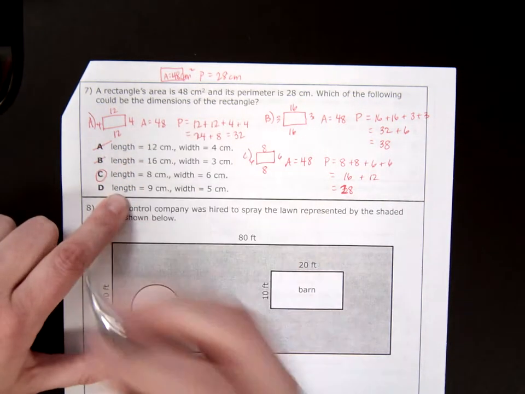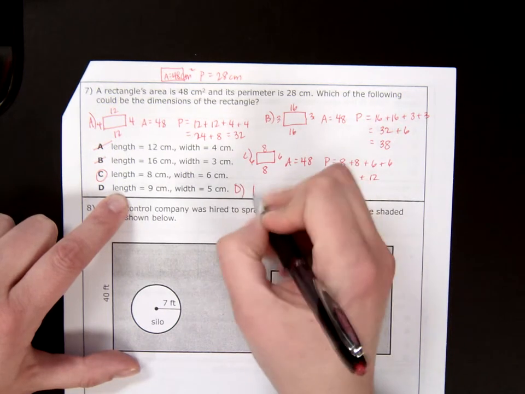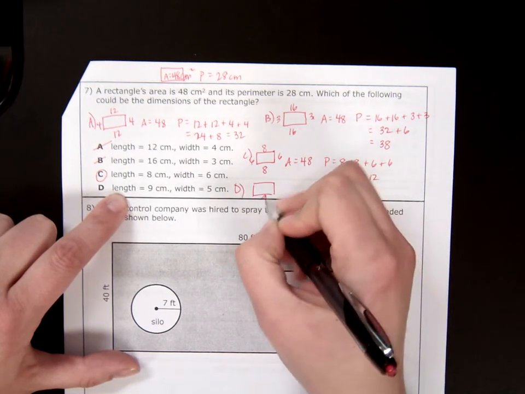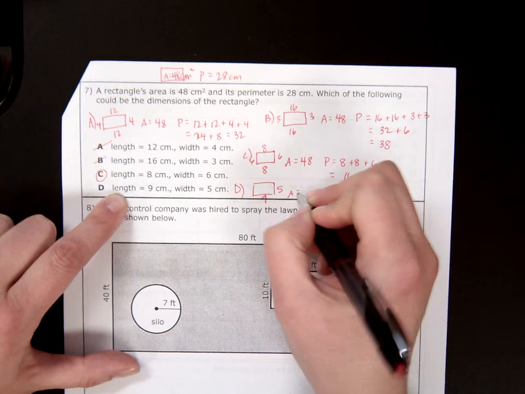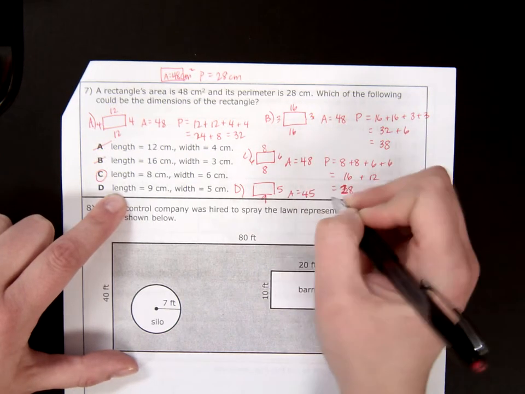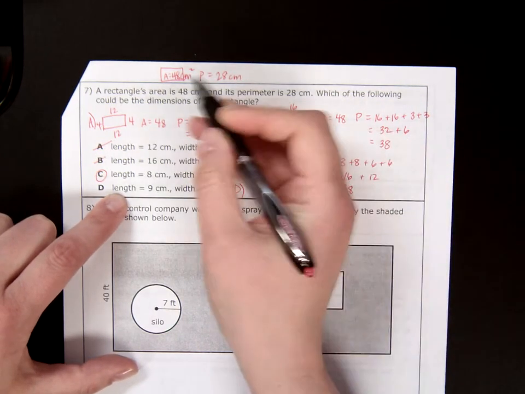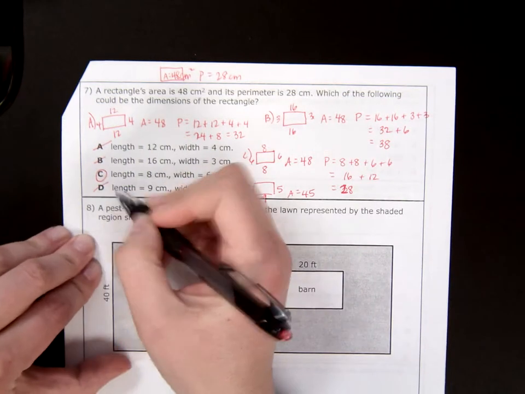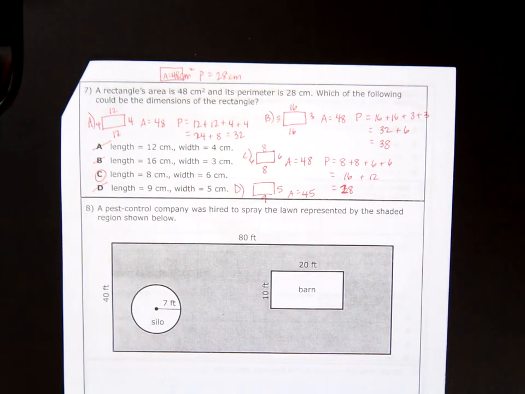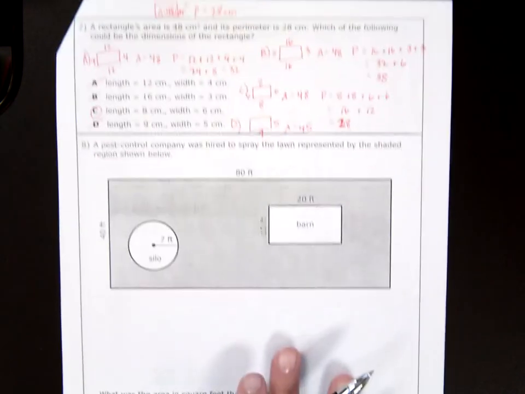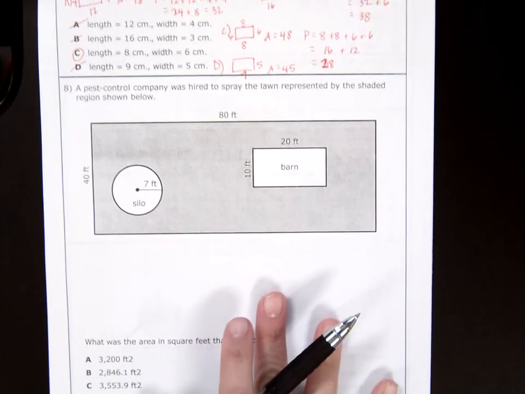But let me check D. Let's say I have a 9 by 5. What is the area going to be? 9 times 5 is 45. Oh, that can't be it because I need an area of 48. So yes, for sure, the answer was C. So that was a lengthy problem. There was a lot of work that had to be done there, but it's not difficult. It just takes a little bit of time. All right, last one before we end this video and you take a break.